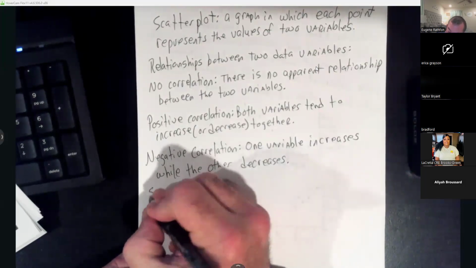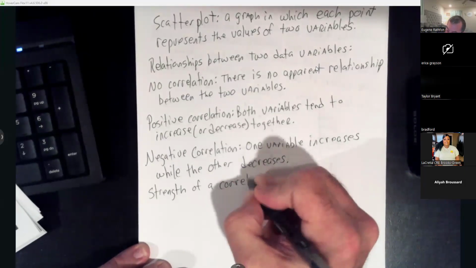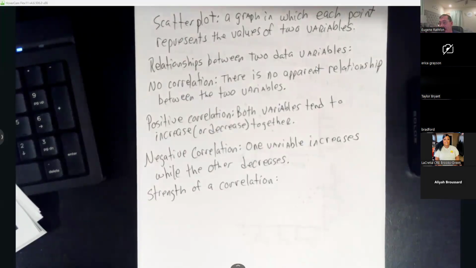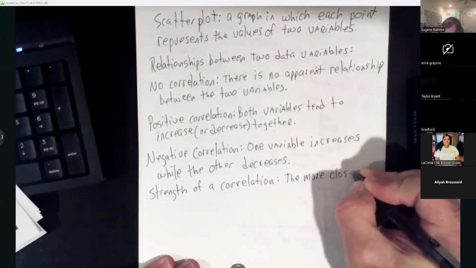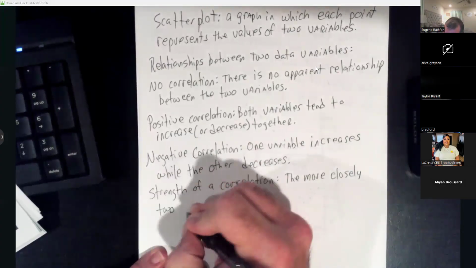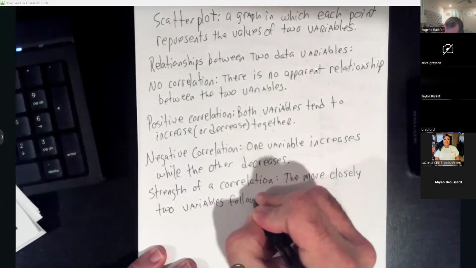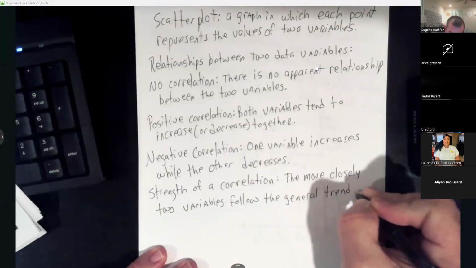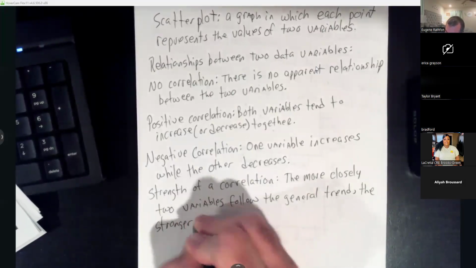All right, then they talk about the strength of a correlation. So the more they form a line, basically, the stronger they are. Okay. So the more closely two variables follow the general trend, then the stronger the correlation.